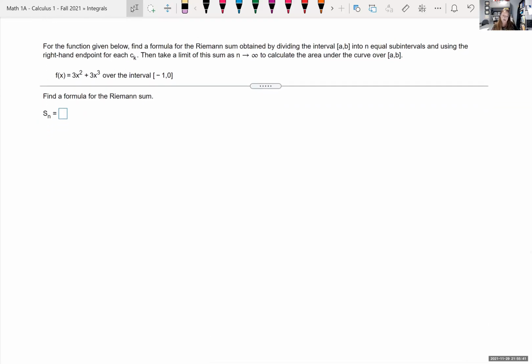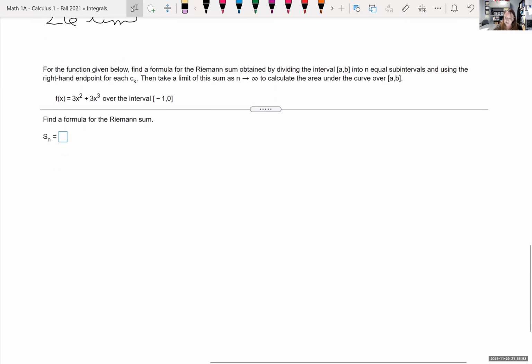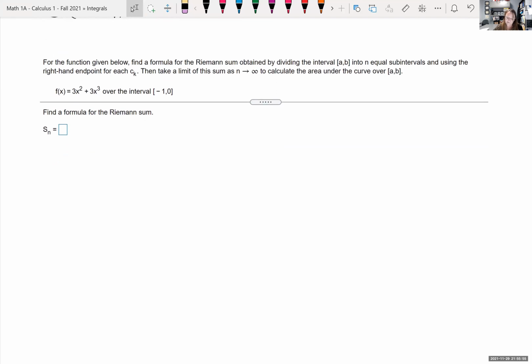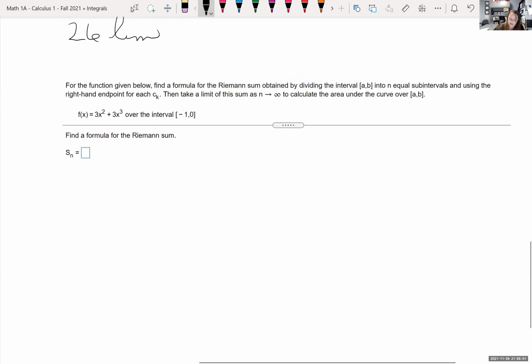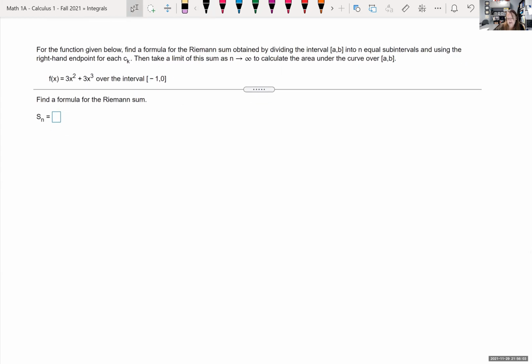Okay, so looking at one of the homework problems, for the function given below, find a formula for the Riemann sum obtained by dividing the interval a, b into n equal subintervals and using the right-hand endpoint for c sub k. Then take the limit of the sum as n goes to infinity to calculate the area under the curve.